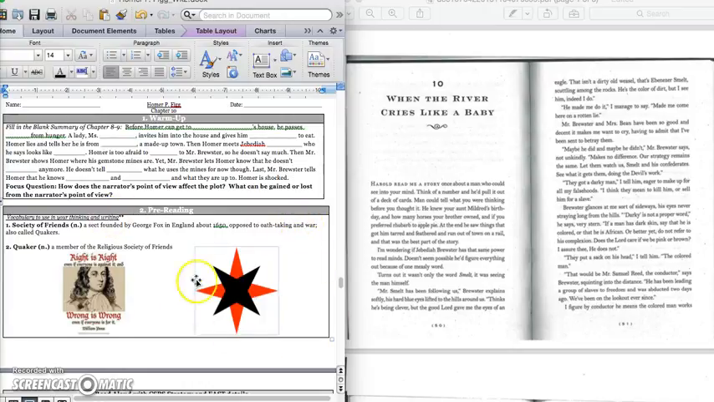Okay, and this is their symbol. The star is their symbol. And then a Quaker is a member of the Religious Society of Friends. Okay, and they believe right is right and wrong is wrong.